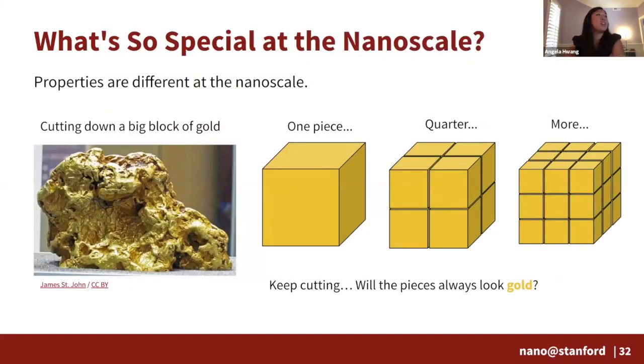And then another example of what gets a little funny at the nanoscale is that the properties are different. So if you had a block of gold, what color is it? It's gold, right? But what happens if you chop it up, cutting it into smaller and smaller pieces? What happens to nanoscale gold? Any guesses? Do you think it still stays gold?